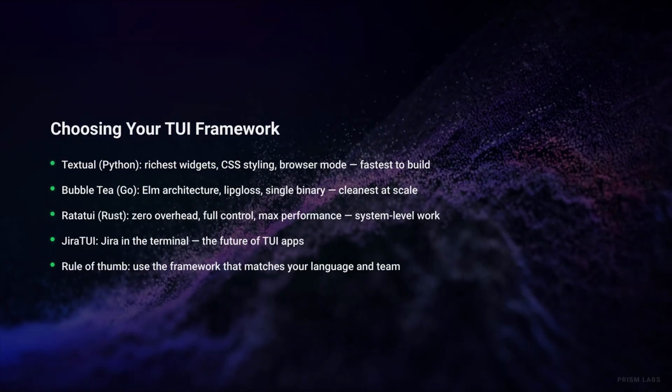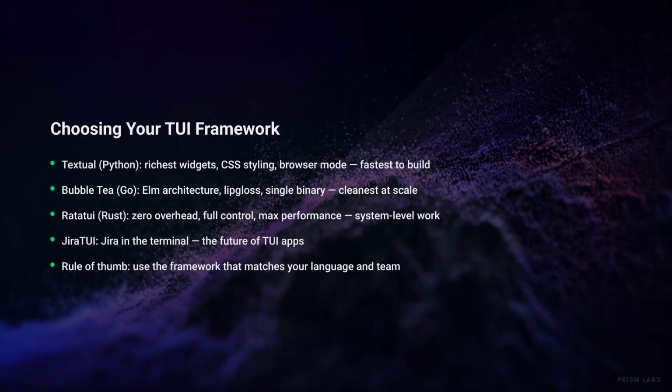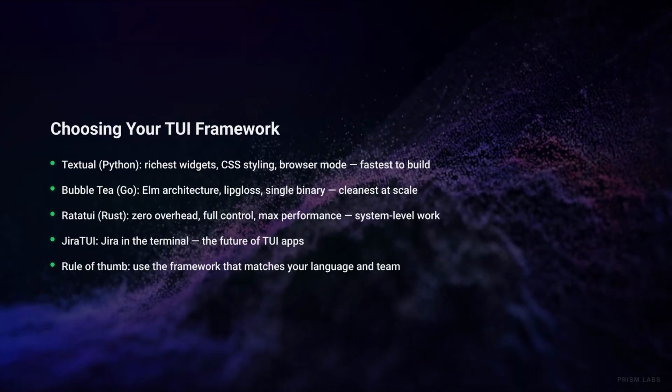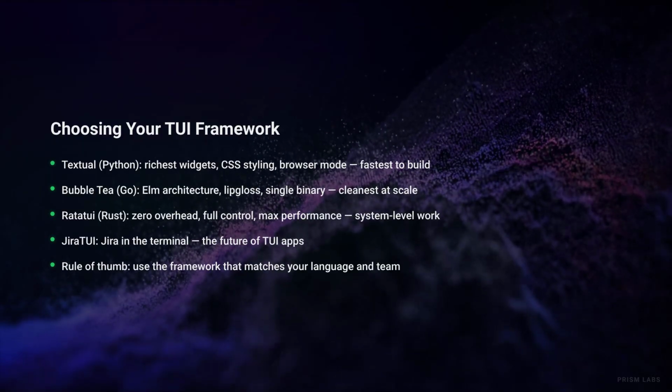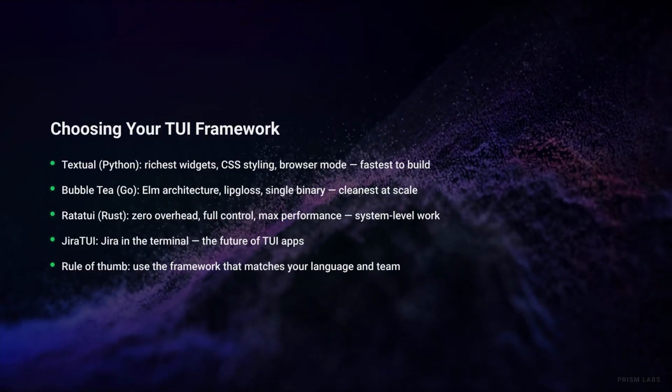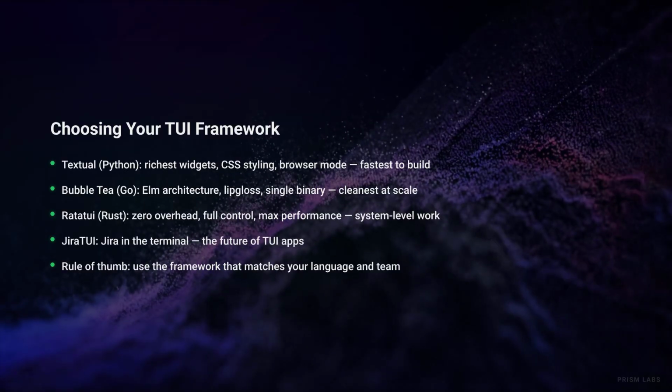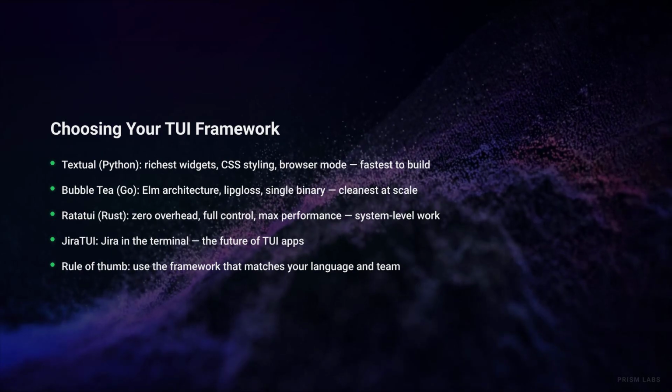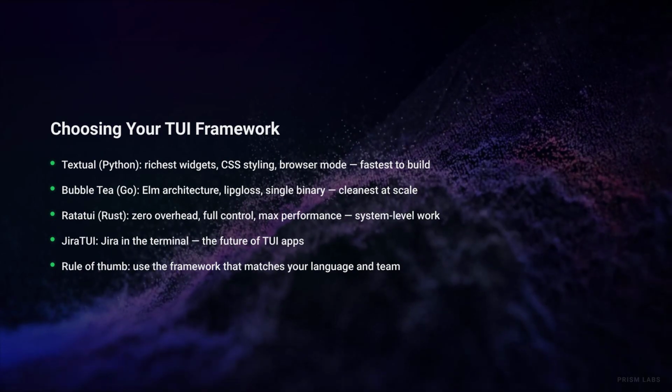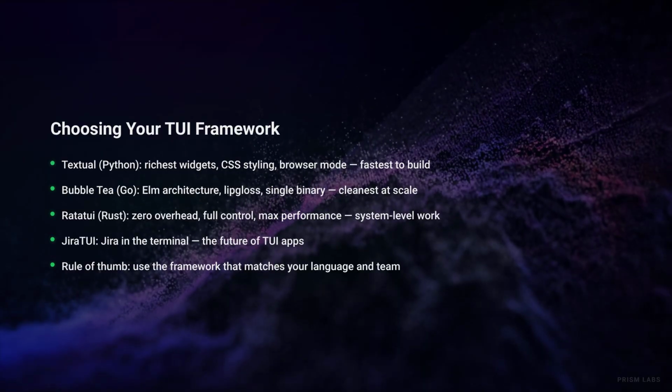If you're in Rust, or you need maximum performance and control, Ratatui. It's more work than the other two, but you get zero overhead, complete flexibility, and binary sizes that can run anywhere. For system tools, embedded contexts, and anything in a performance-critical path, there's no competition.